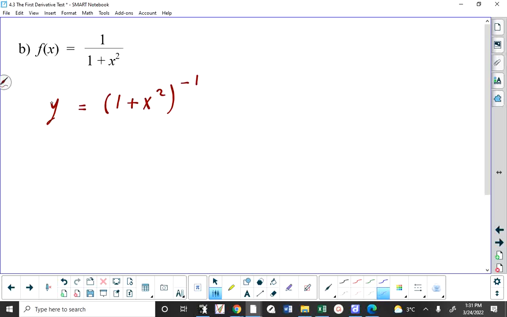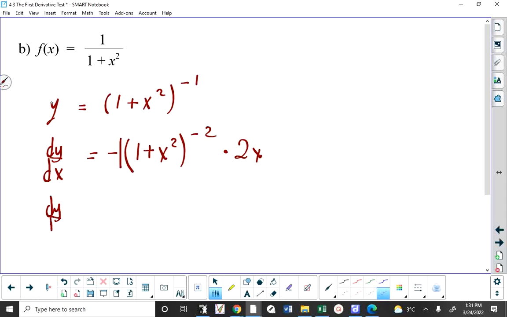So when I differentiate this, I have dy dx equals negative 1 times 1 plus x squared to the negative 2 times the derivative of what's inside, which is 2x. So I get dy dx equals negative 2x over 1 plus x squared squared.